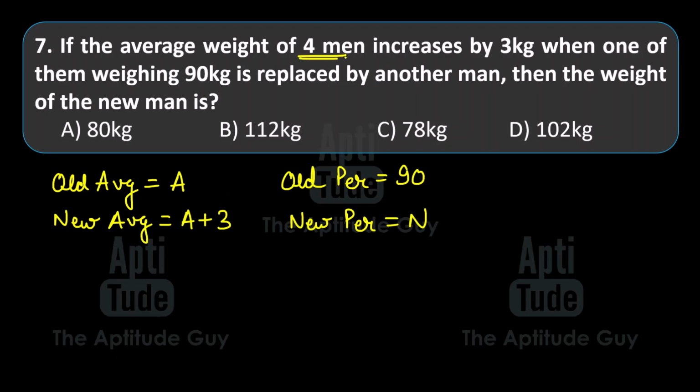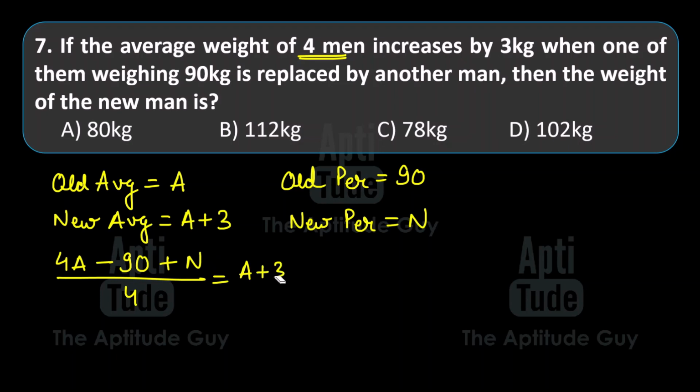How many people are there? We have 4 men. Their old average is A. So the total weight of all the 4 men is 4 into A, number of people into average, 4A. Then the 90 kg guy got removed, so minus 90 kg. Now we have 3 people. But then in place of that 90 kg person, one new person got added, so plus N. Now again we have 4 people, so divided by 4. This is equal to the new average, which is A plus 3. Now all we have to do is solve for N.